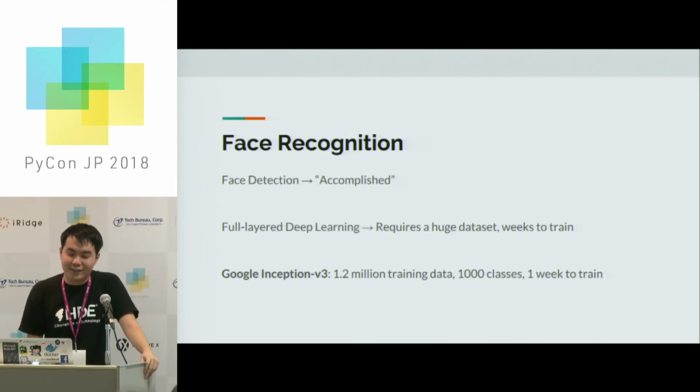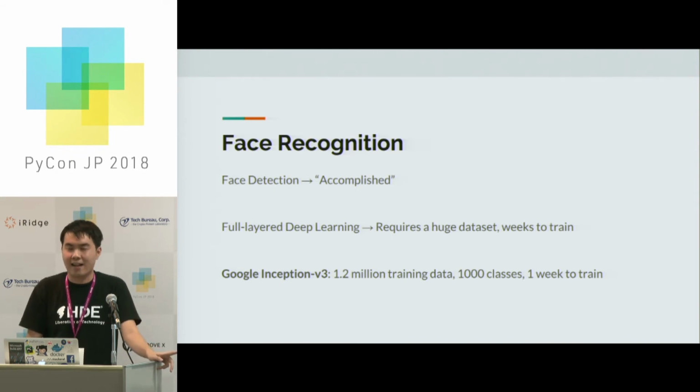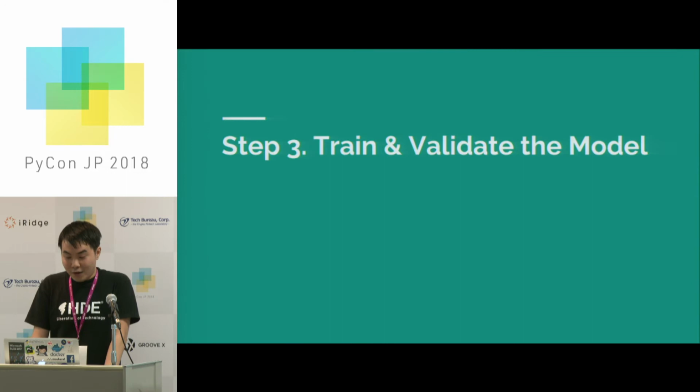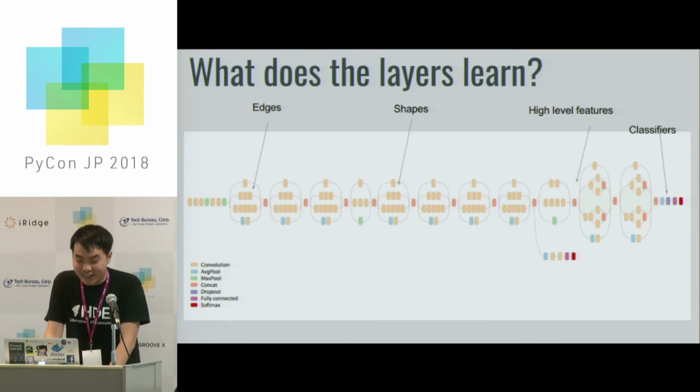Now we know how to detect a face in an image, and we also know that full-layer deep learning requires a huge data set and takes weeks to train. For example, Google Inception V3, which they used for the ILSVRC challenge back then, took about 1 week to train. This is Google. If you run it on my laptop, it probably takes 1 year. So it's impossible to run it locally unless you have a lot of GPU resources. So we will talk a bit about transfer learning.